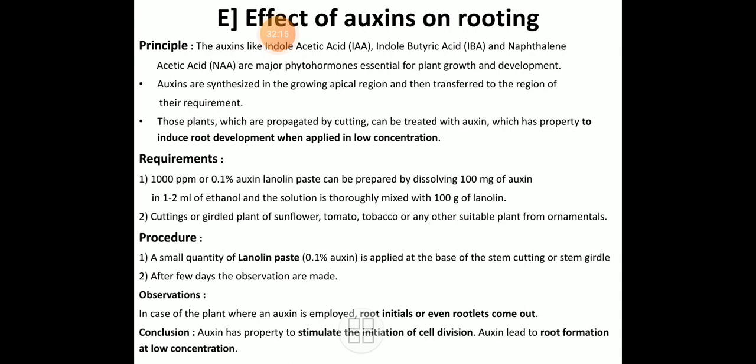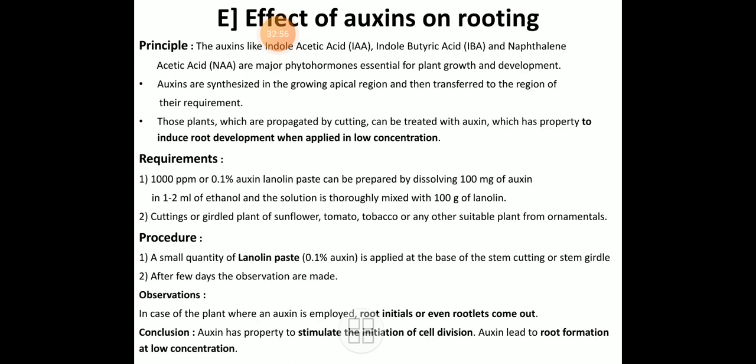Principle: the auxins like indole acetic acid (IAA), indole butyric acid (IBA), and naphthalene acetic acid (NAA) are the major phytohormones essential for growth and development. Auxins are synthesized in the growing apical region, then transferred to the region of their requirement. That is most important. The site of synthesis of growth hormones or auxins is the growing apical region. Synthesis takes place and they are transported in the plant body wherever required.